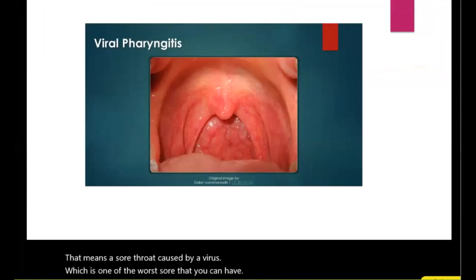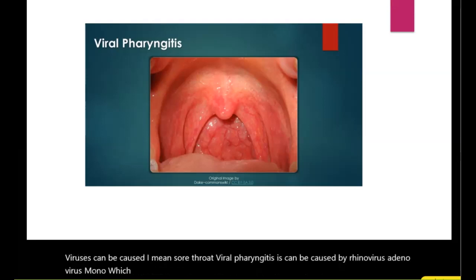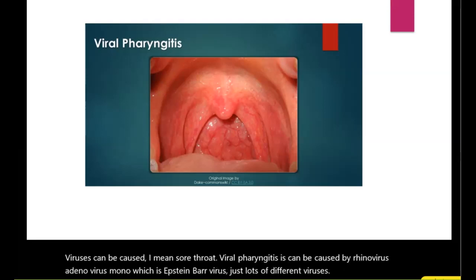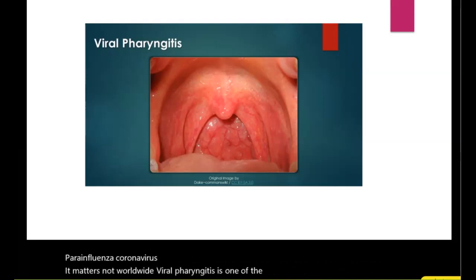Viral pharyngitis can be caused by rhinovirus, adenovirus, mono, which is Epstein-Barr virus, just lots of different viruses. Parainfluenza, coronavirus, it matters not. Worldwide, viral pharyngitis is one of the most common causes of missed school or work, according to the CDC.